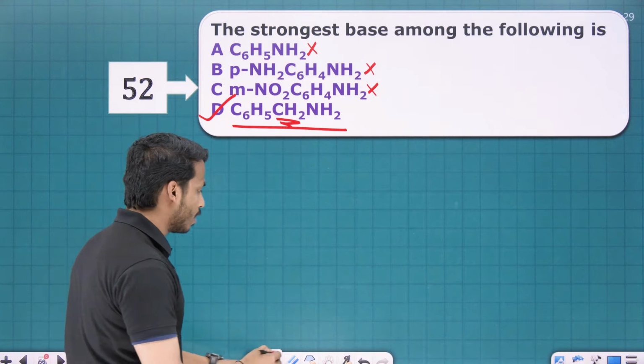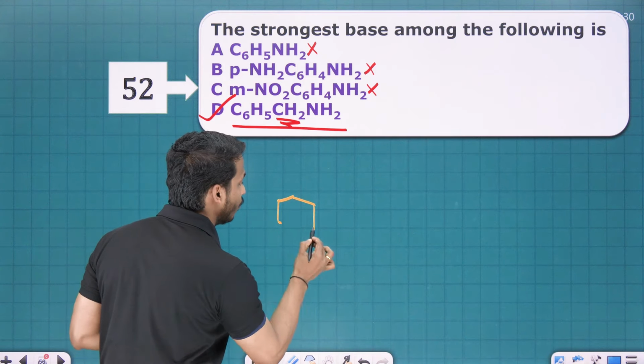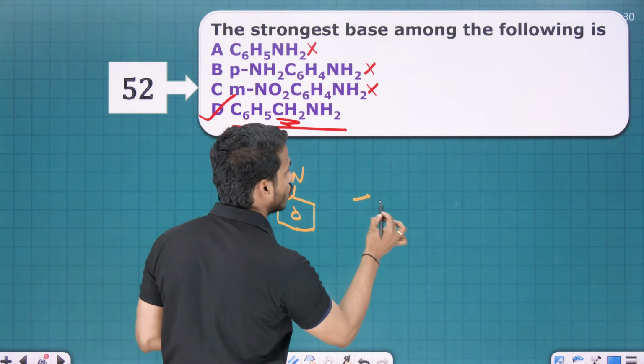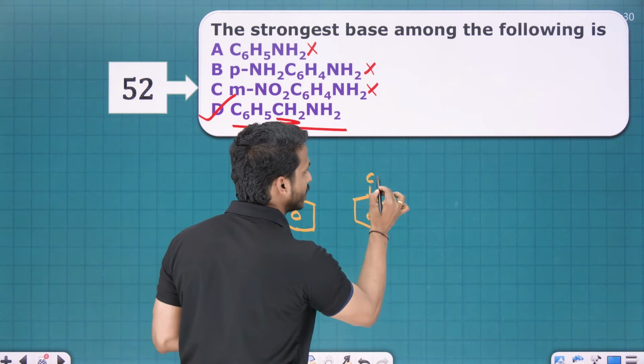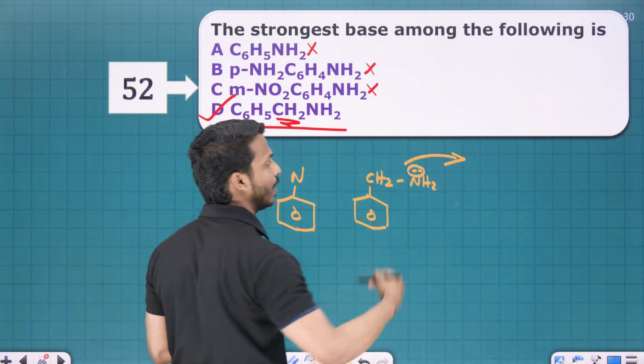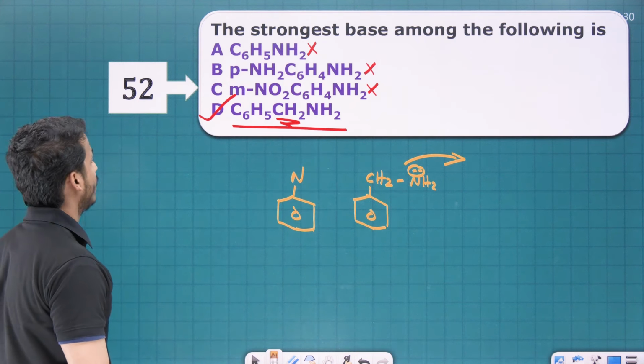Dear all, once again I am reminding you, not all benzene-containing compounds are aromatic amines. If nitrogen is directly on the benzene, then only it is aromatic. What is the last compound? The last compound is benzylamine, where nitrogen is not on the benzene ring. So the lone pair is available for protonation, easily basic. So the strongest base is D.